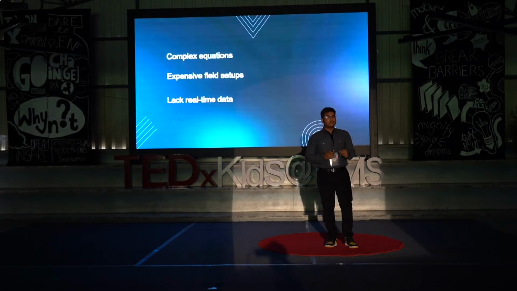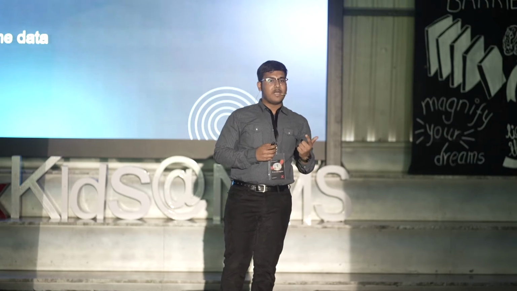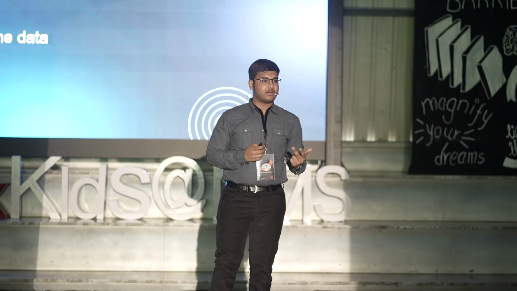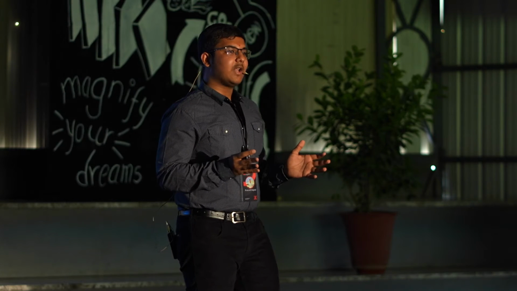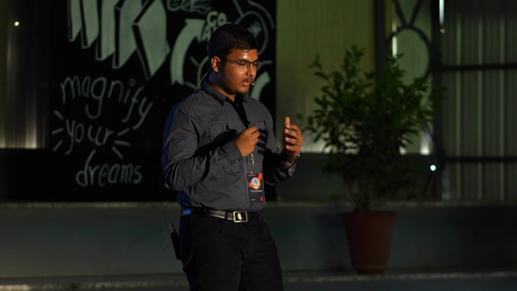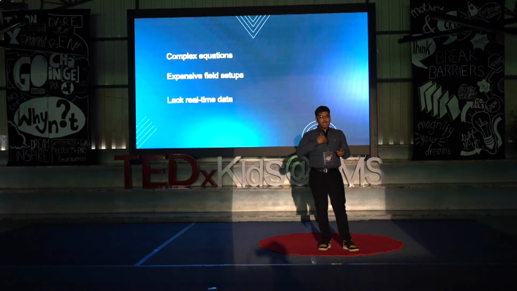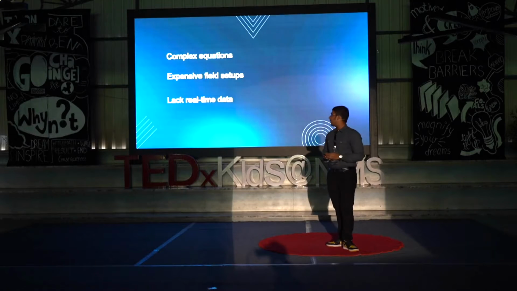The first problem is that it involves the use of complex equations. Second, to measure and calculate this rate, you need expensive field instruments. And third, it doesn't take into account the real-time climatic data around the city. If we calculate the evapotranspiration rate without these data, it can lead to suboptimal results. But farmers, as an income group, are among the lowest. So how do they have access to all this? It's inaccessible to a majority of farmers.